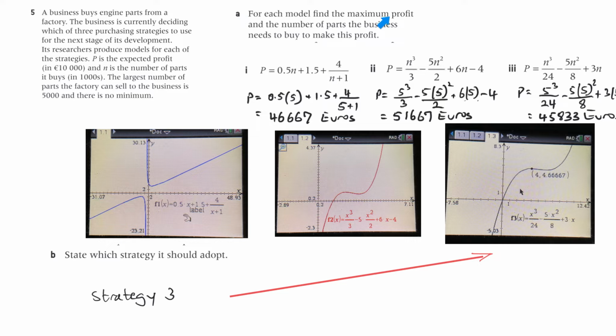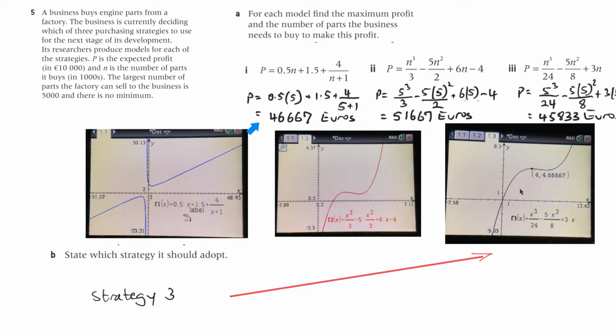A, for each model, find the maximum profit and the number of parts the business needs to buy to make this profit. So what they told us is the largest number of parts the factory can sell to the business is 5,000, and there is no minimum. So why don't we put 5,000 into these equations, but remembering that N is in thousands. Therefore, I'm going to use a 5. So here we put a 5. And we calculate the profit when N is 5, which is equivalent to 5,000.